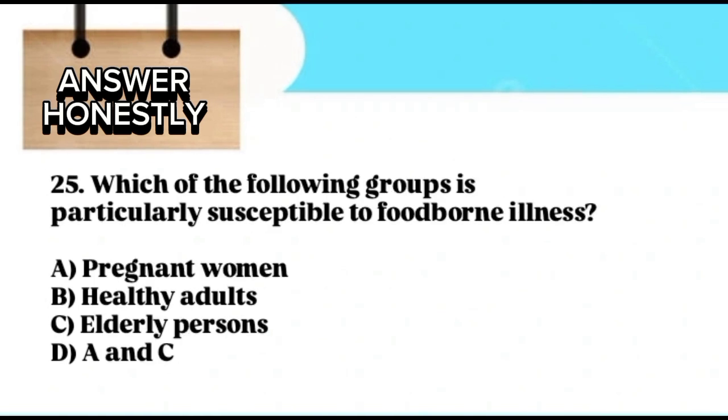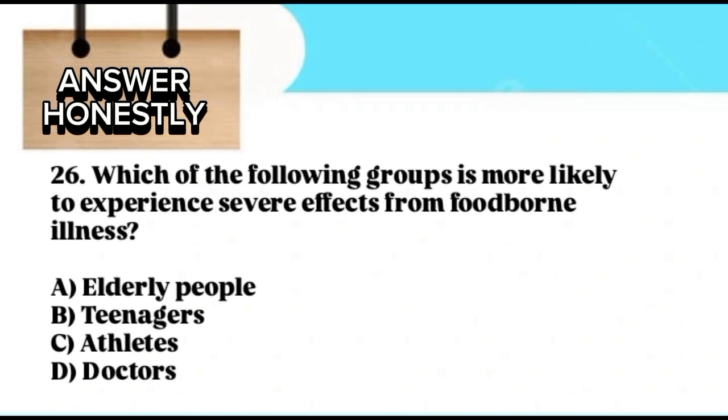Which of the following groups is particularly susceptible to foodborne illness? A. Pregnant women. B. Healthy adults. C. Elderly persons. Or D. A and C.